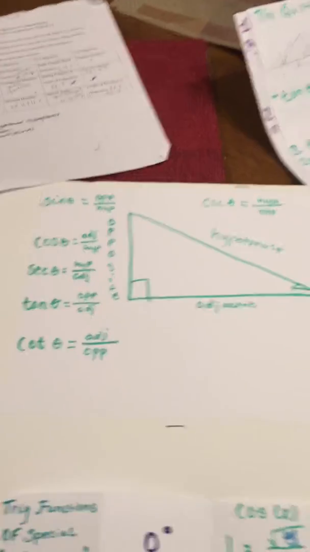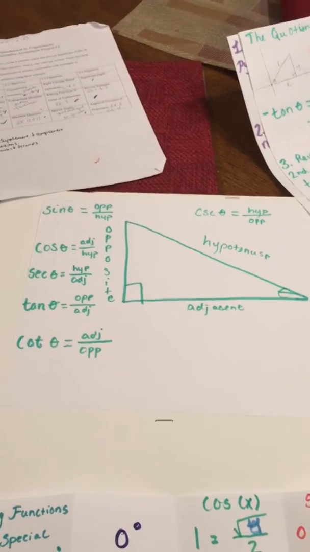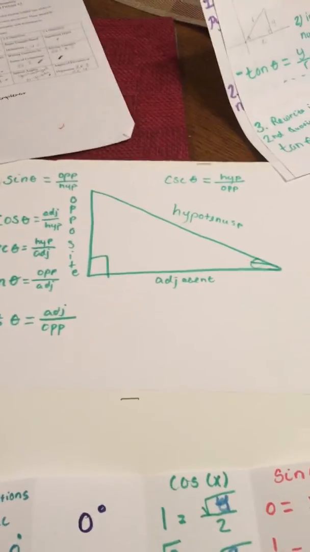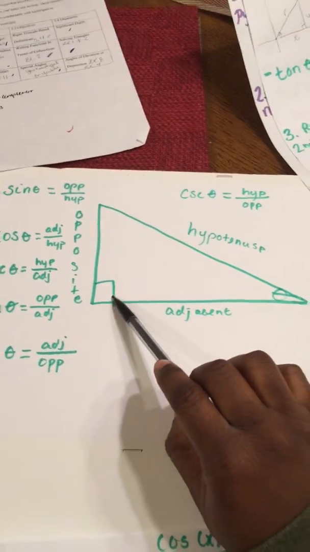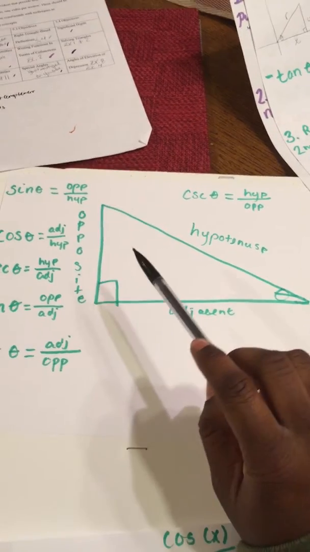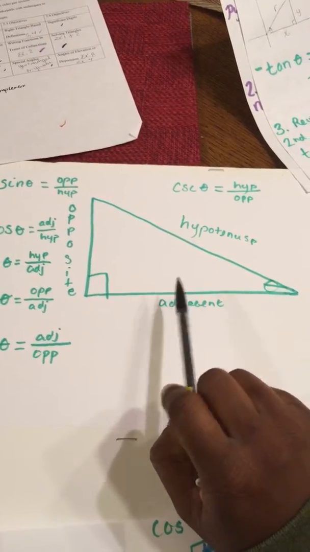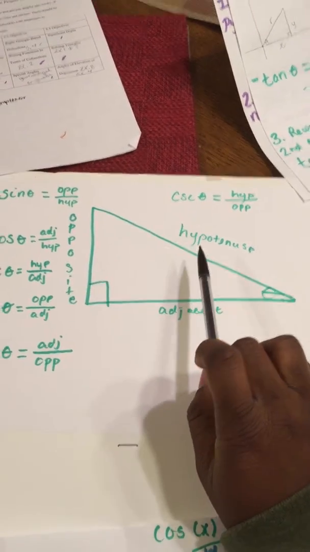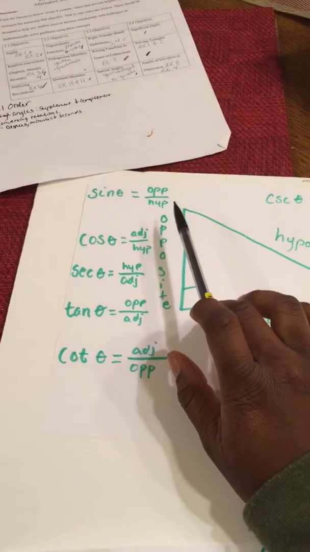5.3 begins with definitions according to a right triangle. That is, function definitions according to a right triangle. This side is the opposite. This indicates that it's a 90-degree triangle, or a right triangle. This is the adjacent side because of the theta. This is the hypotenuse. Sine of theta is opposite divided by hypotenuse.